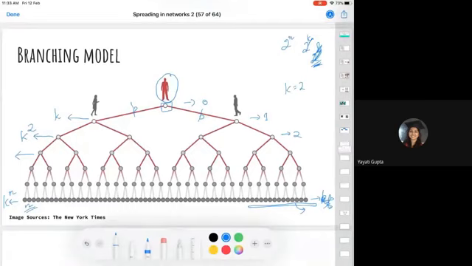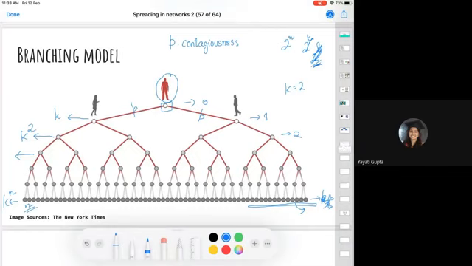Now assume that there is a disease which is spreading on this network. We have two parameters here. One is k, the average number of contacts every person has. And we have one more parameter, p. p is nothing but the contagiousness of the disease, on a scale of 0 to 1.